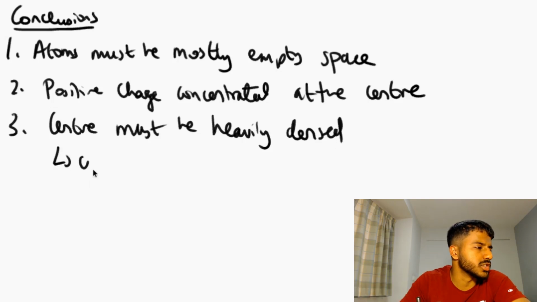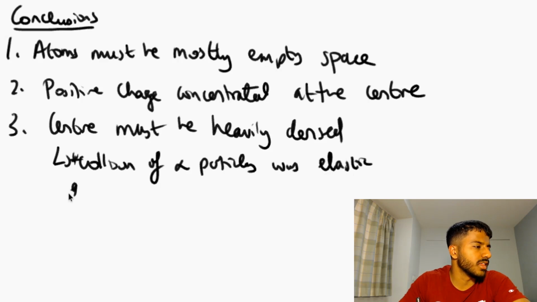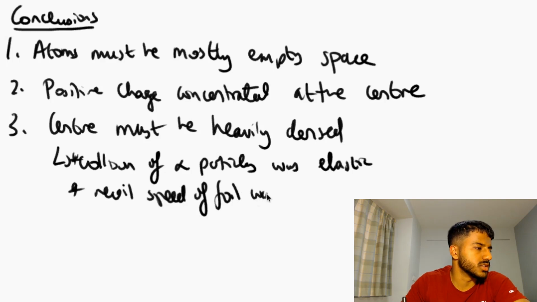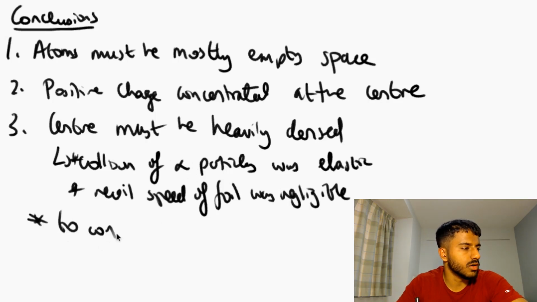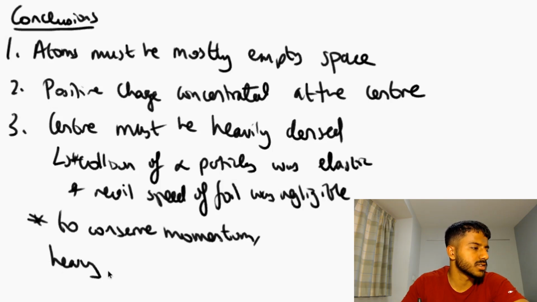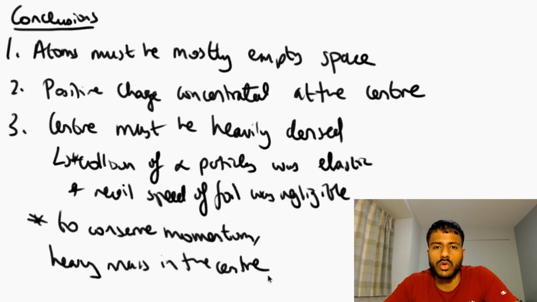And this is because the collision of alpha particles was elastic, and that the recoil speed of the foil was negligible. So this therefore must mean, to conserve momentum, there must be a heavy mass in the center. So it basically showed that most of the mass of the atom was concentrated in the middle, and this ultimately led to the discovery of the nucleus.